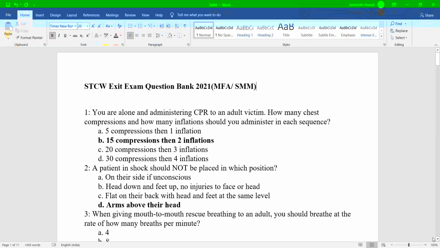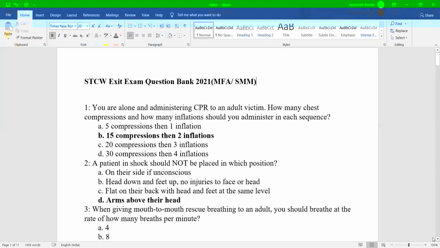First one, you are alone and administering CPR to an adult victim. How many chest compressions and how many inflations should you administer in each sequence? The answer is 15 compressions, then 2 inflations.